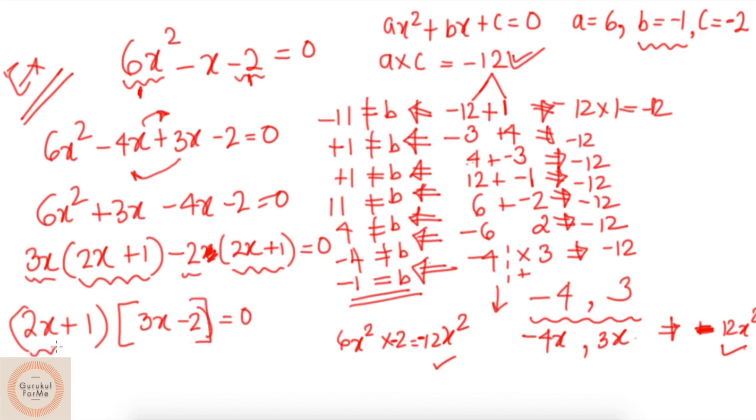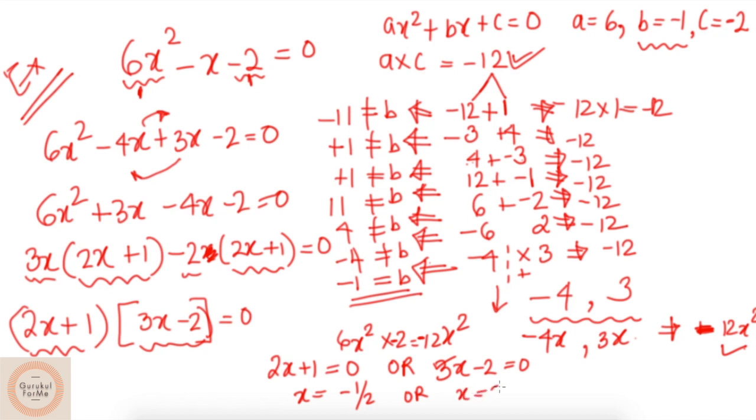So which are the two factors here? I got these two factors. So what is the first factor here? 2x plus 1 is equal to 0, or 3x minus 2 is equal to 0. Then what are the roots? Root will be x is equal to minus 1 by 2 or x is equal to 2 by 3.